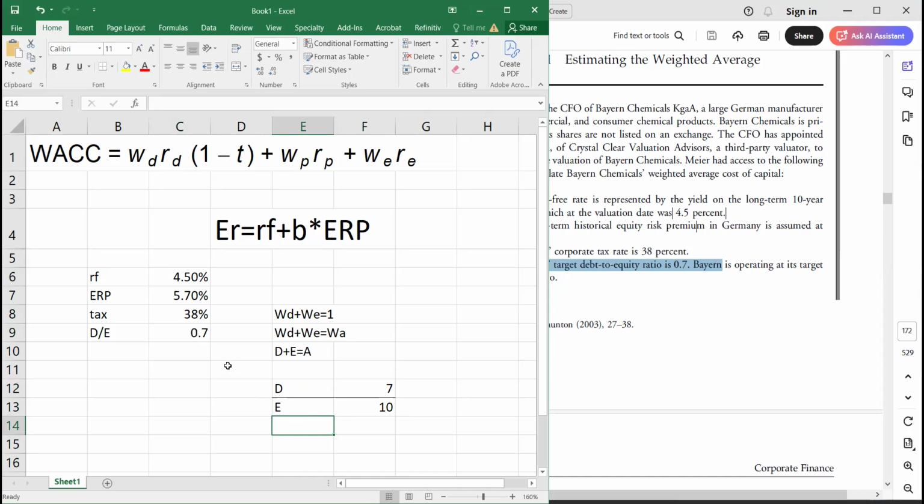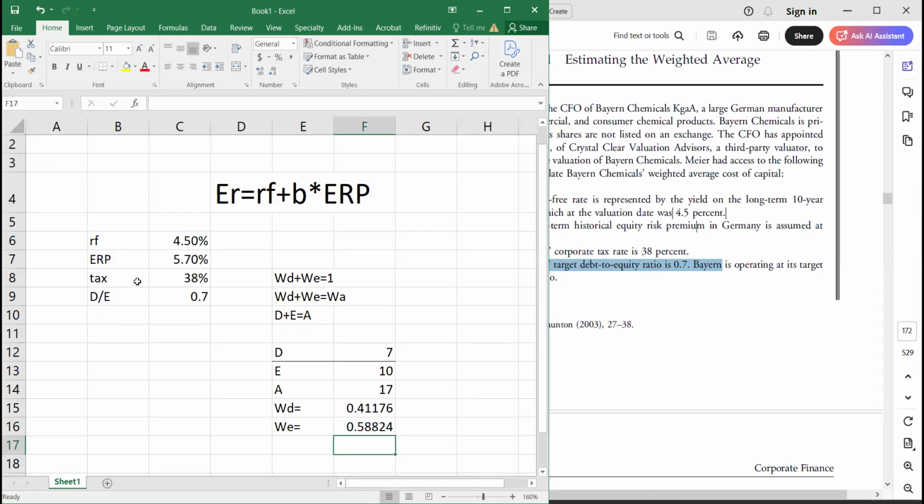Now can we find what the total asset is? What is the asset equal to? 70. Yes, perfect, like 10 plus 7. And can you find the proportion of debt? How much of the debt is financed by asset? So the proportion of debt is equal to what? 7 divided by 17. Yeah. And the proportion of equity? 1 minus this. Here we go.